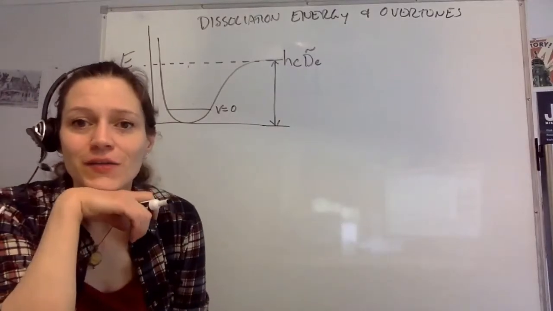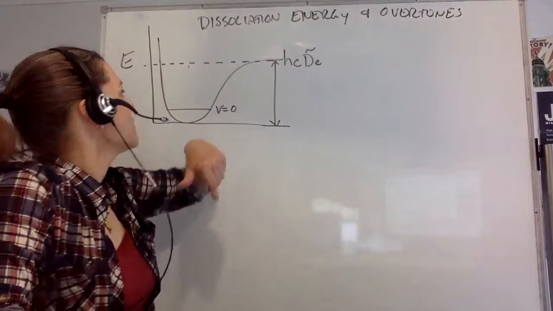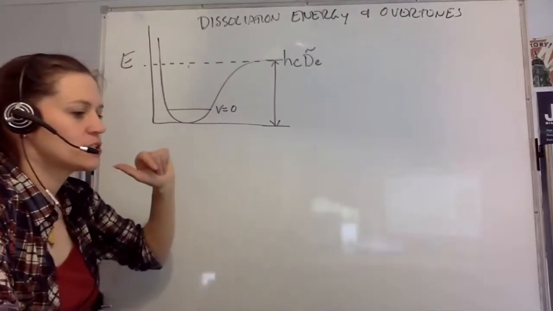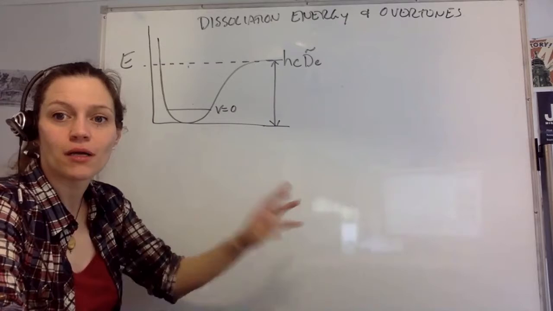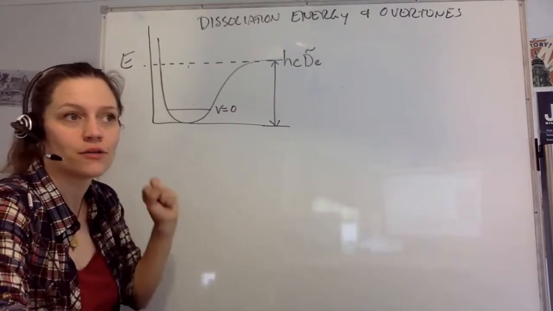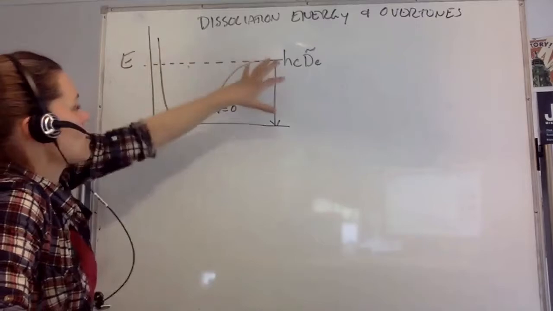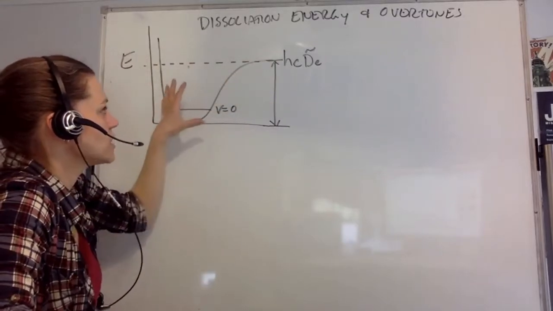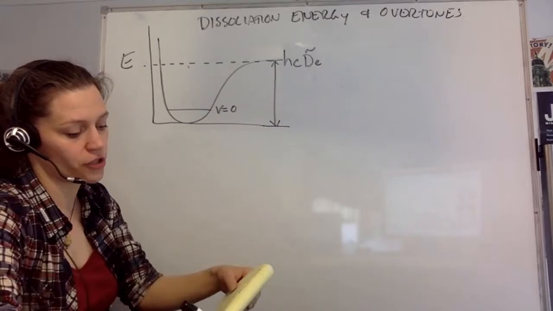Go team. So now I'm going to be talking about dissociation energy and overtones. So we just finished looking at harmonic and anharmonic modeling of vibrational modes. So now what we've got is I've taken the anharmonic potential, and I'm now going to explain the differences between the different types of dissociation energy.